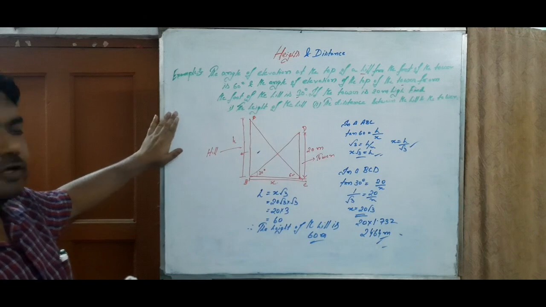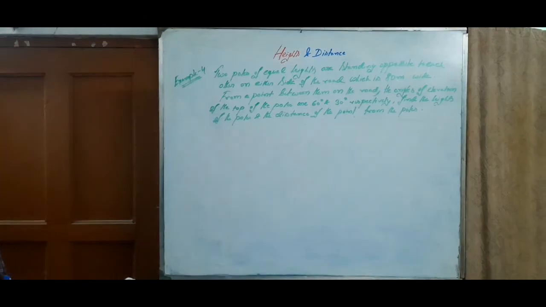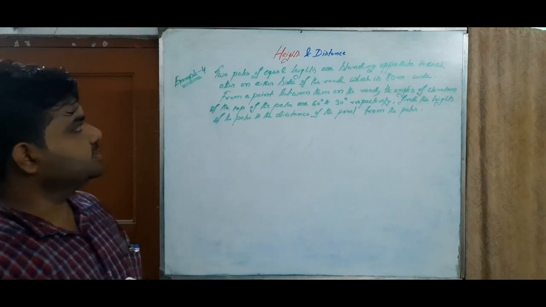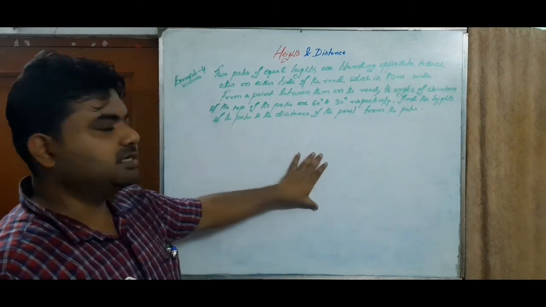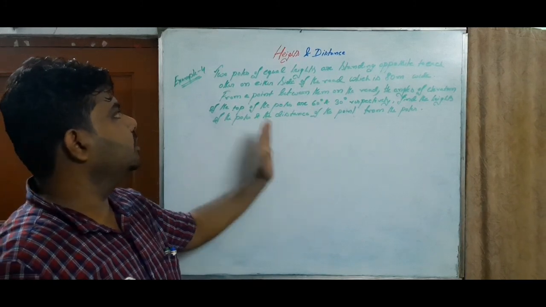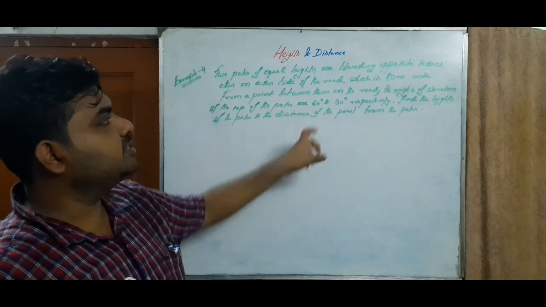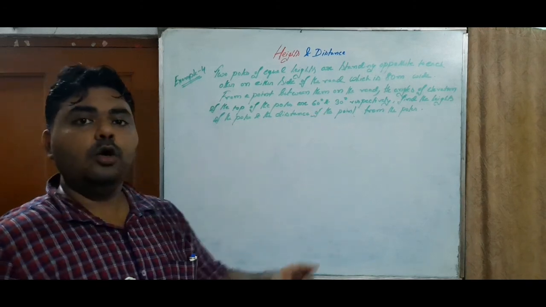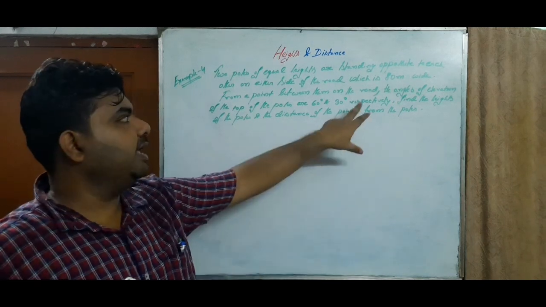Now we will shift towards the next example. In this example, it is given that two poles of equal height are standing opposite to each other on either side of the road, which is 80 meter wide. That is the width of the road between the two poles is 80 meter.